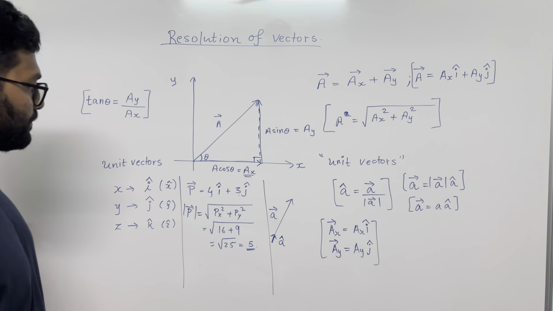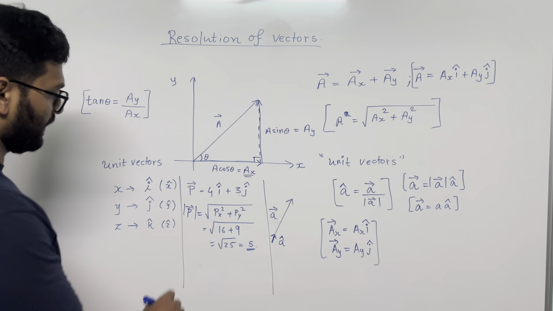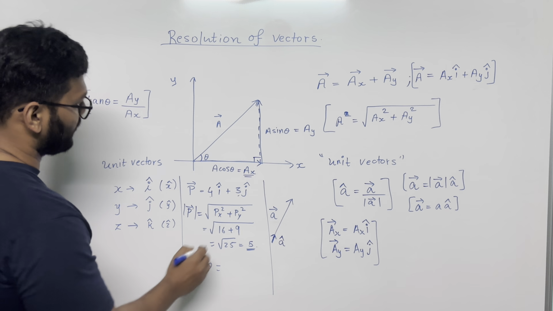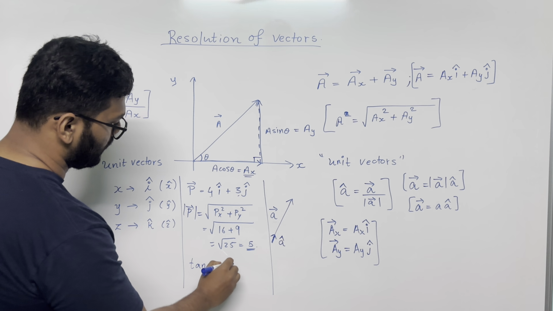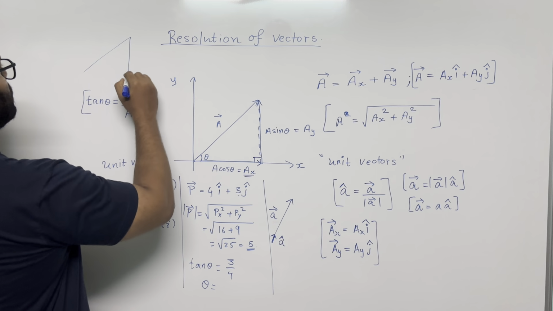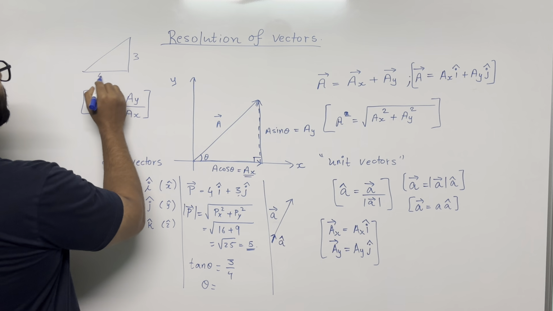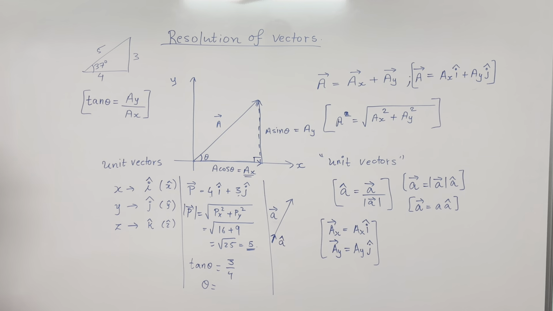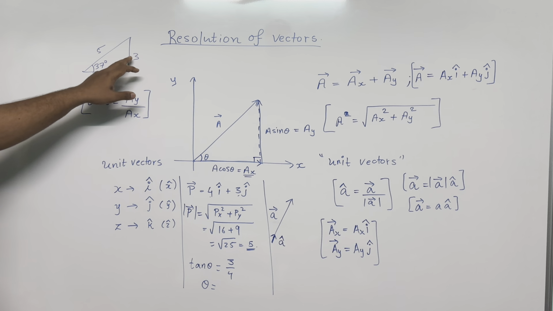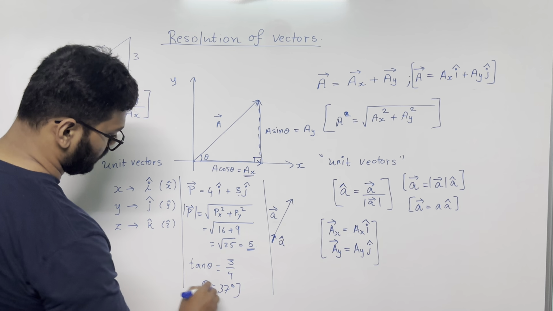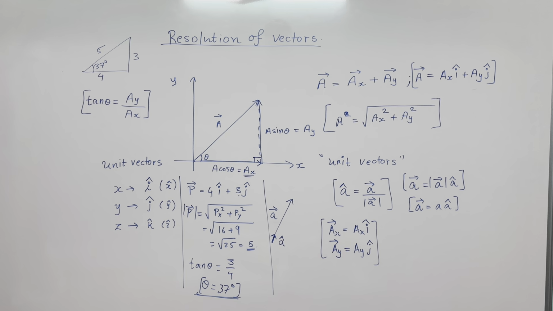Now what is the angle theta? So for angle theta you can write tan theta is equal to y component upon x component, which is 3 by 4. Now what is theta? For 3 by 4, opposite side upon adjacent side, this angle is going to be 37 degrees. You know this 3, 4, 5 triangle, right? So 37 degrees is going to be tan 37 degrees equals 3 by 4. So theta is going to be 37 degrees. So this is what you get as an angle.